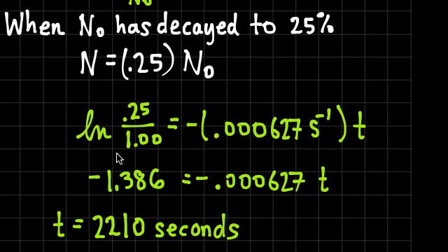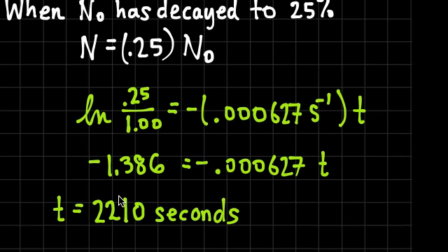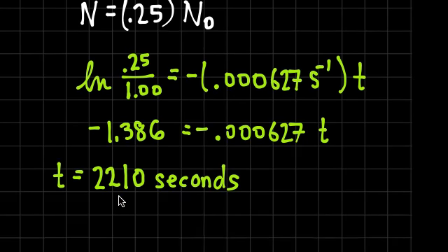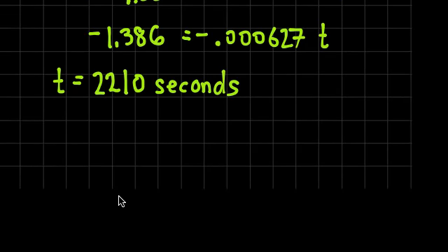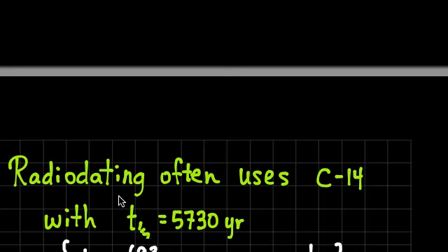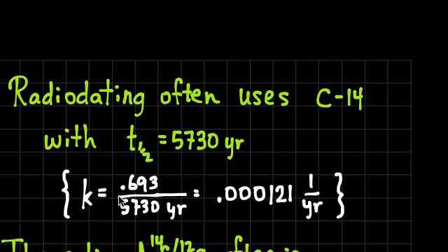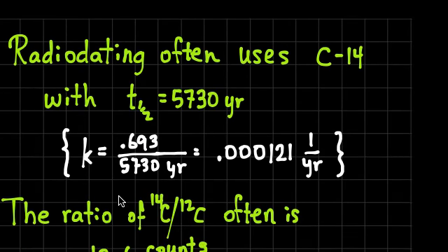Let's see, did I do this? Yeah, the natural log of 0.25 is negative 1.386, and take this constant, divide it into that, and the answer is 2,210-ish seconds. I suppose that's why you would need to make the new copper 64 fresh before it started to decay away if you wanted to use it for something.